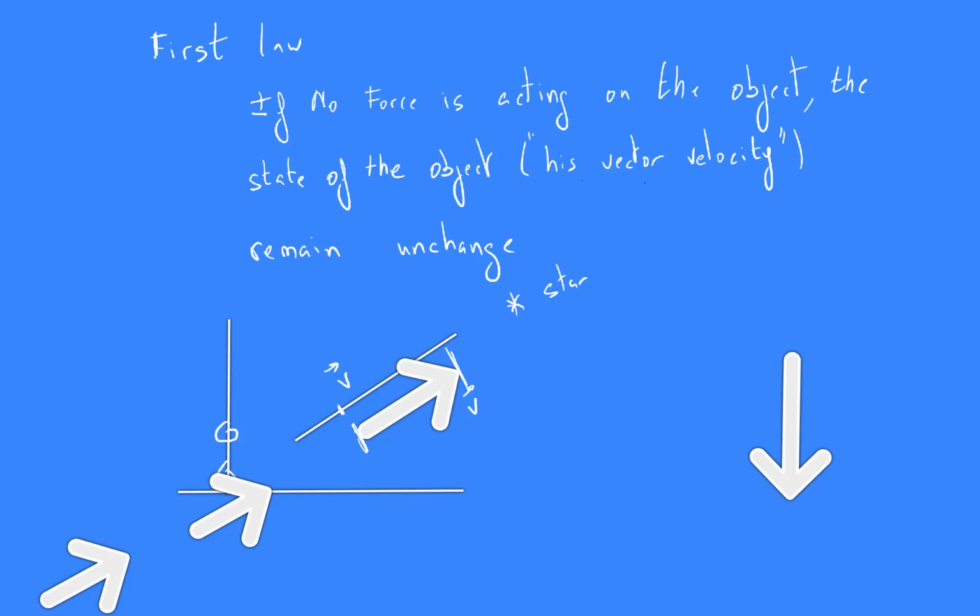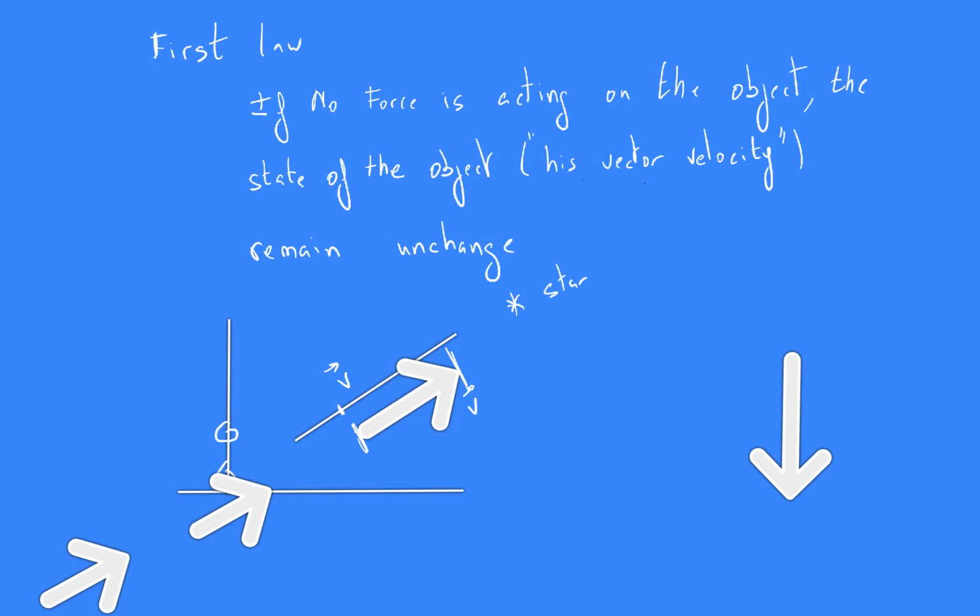Now we are going to study Newton's laws. There are three Newton's laws. The first Newton's law says: if an object is moving with constant velocity, why can an object be moving with constant velocity? What makes the object keep moving with constant velocity?